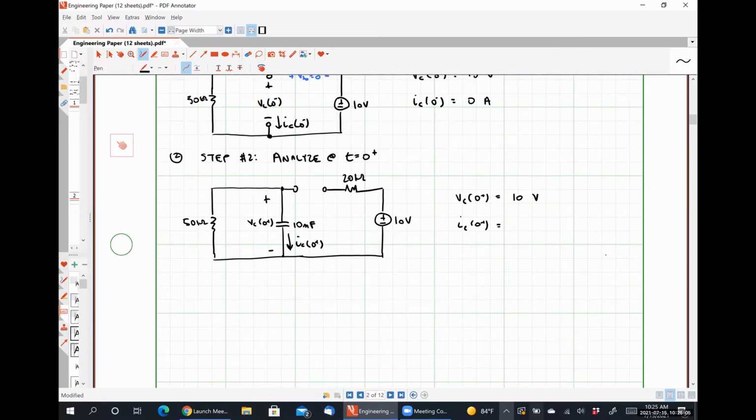For capacitors, you're saying that the voltage can't change abruptly, but for inductors, the current can't change abruptly, correct? That is exactly right. Okay, I had it backwards then, my bad. Not a problem. So what I can do is slightly redraw this circuit. You don't have to do it this way. This is just my preference.